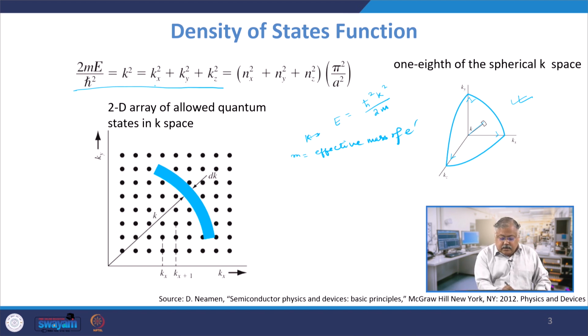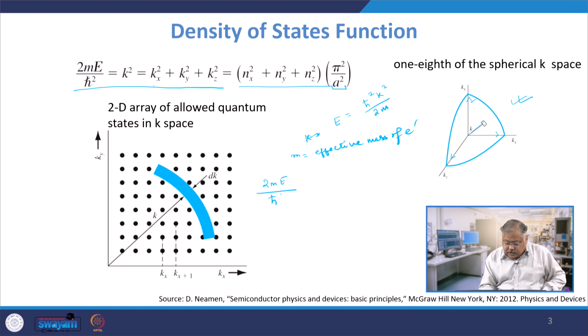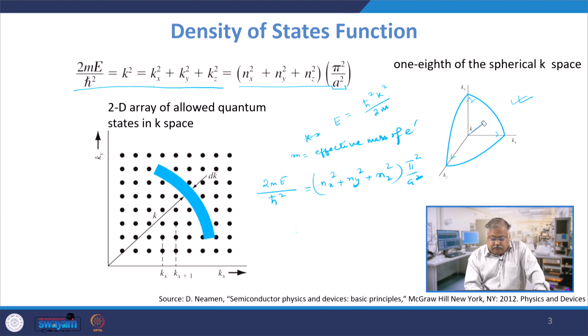Now, if you extend this k, and I will not do the mathematics here, it can be extended up to this formula: nx square plus ny square plus nz square, these are the quantum states, into pi square by a square, where a is basically the distance between two electrons. So, if we break it down, I get 2mE divided by h cut square equals nx square plus ny square plus nz square into pi square by a square, and therefore I can find the energy as h cut square pi square by a square into 2m, multiplied by nx square plus ny square plus nz square.